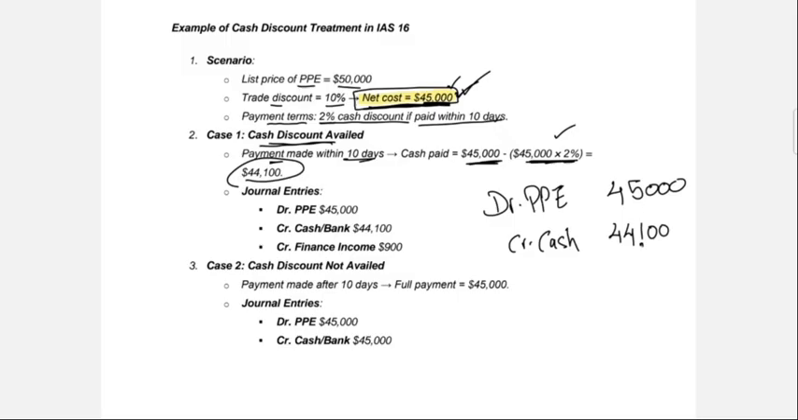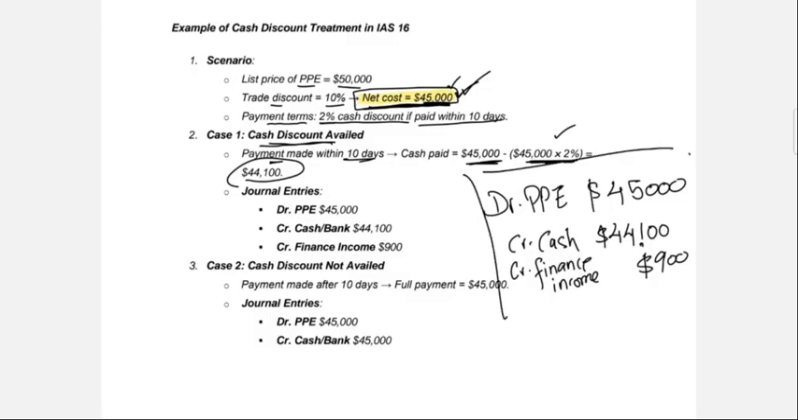Because we have paid less cash, where is the saving going to go? That saving is going to be recorded as your finance income, and this would be reducing your finance expense in the profit or loss statement. That discount is $900. This is how you account it as. That's all. This is what happens when cash discount happens.